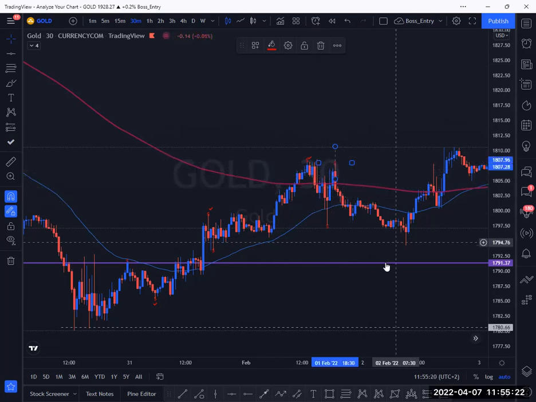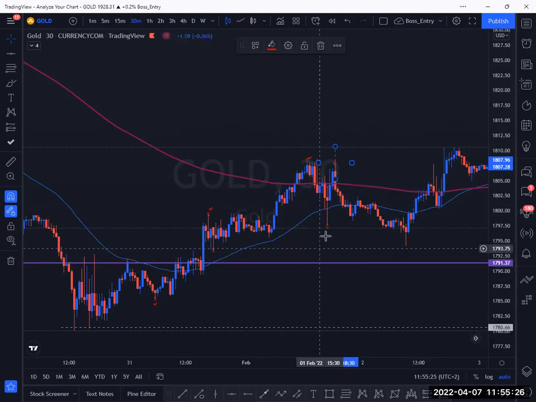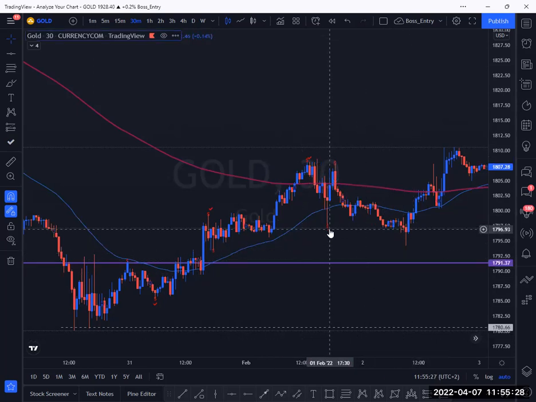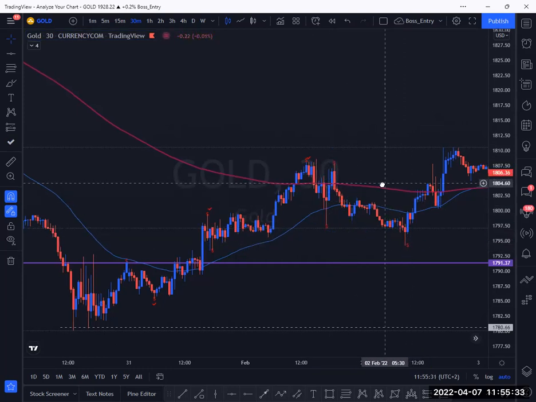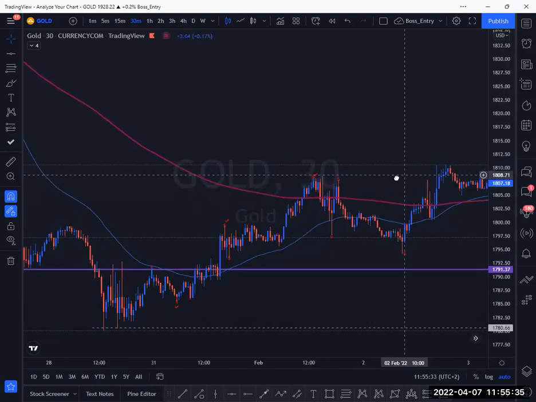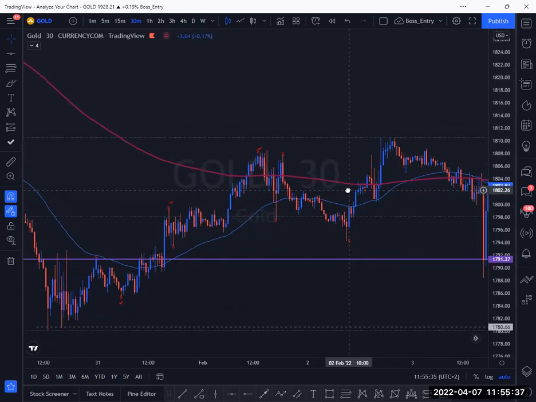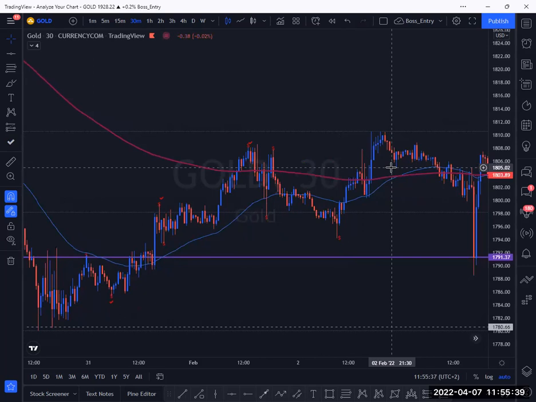So now we wait for them to kill this low to create a lower low. Then we enter from that lower low. So our entry point was basically in this area. Moving forward, let's check what happened after we entered.